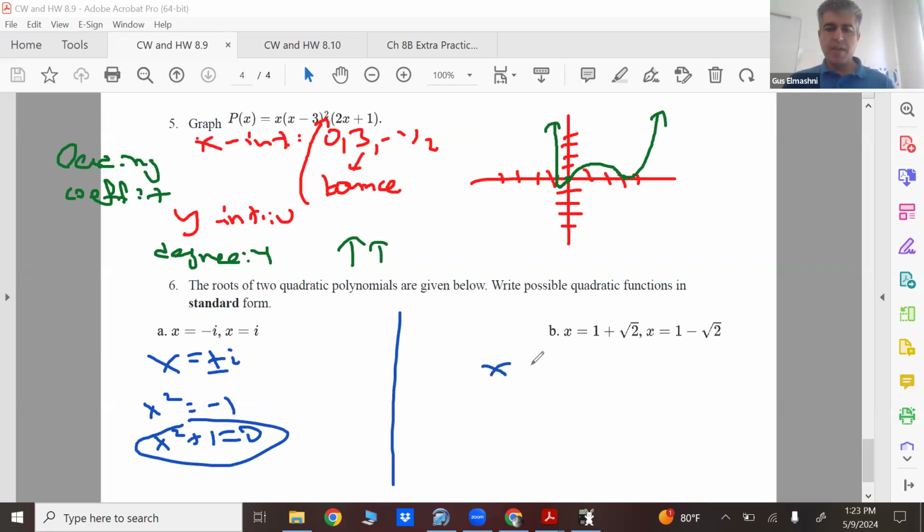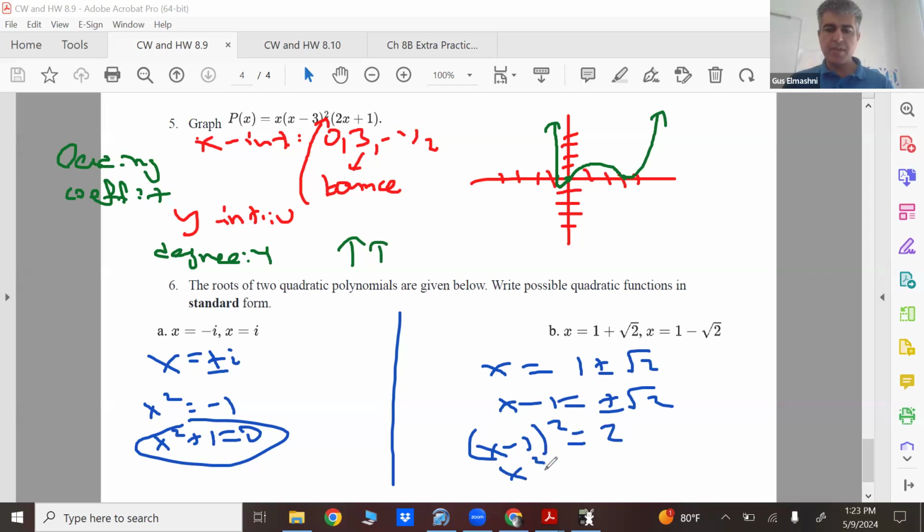Here, x equals 1 plus or minus root 2. X minus 1 equals plus or minus root 2. If you square both sides, you get this. X squared minus 2x plus 1 equals 2. X squared minus 2x minus 1 equals 0.